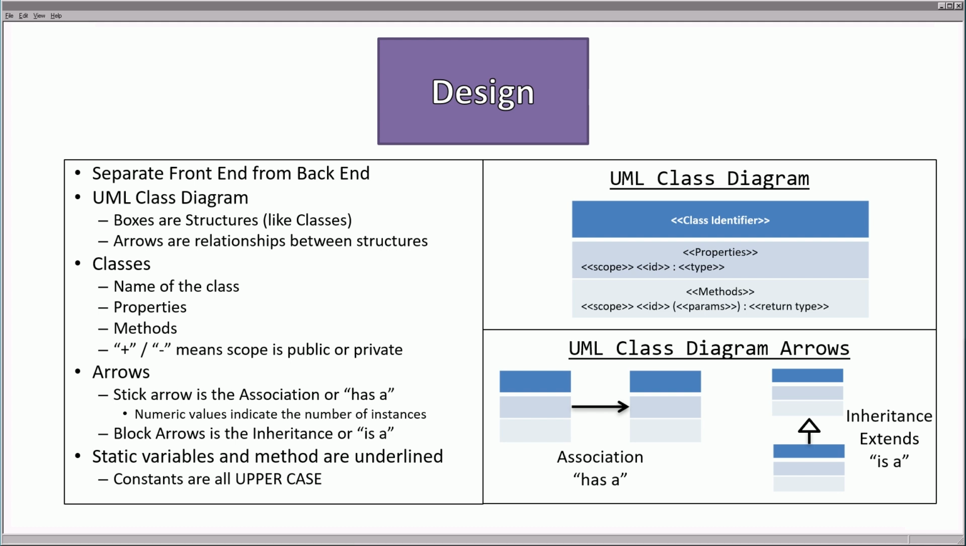Now there's different kinds of arrows, but the two that we're going to focus on are the association, which is the has-a relationship, and also the inheritance, the is-a relationship. So the way that you can think about this is this class has instances of that class. The other version, this class is a more specific instance of that class. This is inheritance. In other words, in Java, extends.